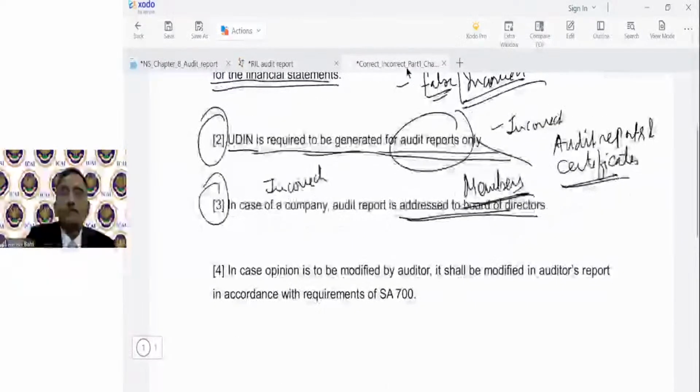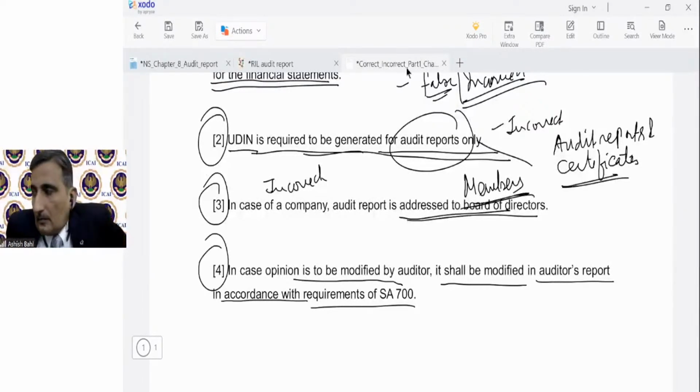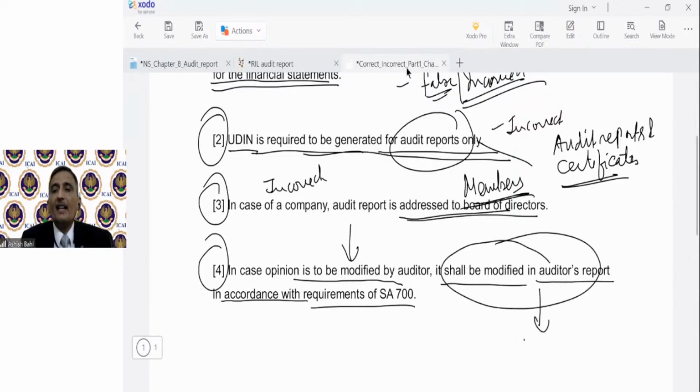Fourth, in case opinion is to be modified by the auditor, it shall be modified in the auditor's report in accordance with requirements of SA 700. No, this was slightly tricky. So students, the opinion is to be modified by the auditor. How is it to be modified? This is dealt with in SA 705, not in SA 700.